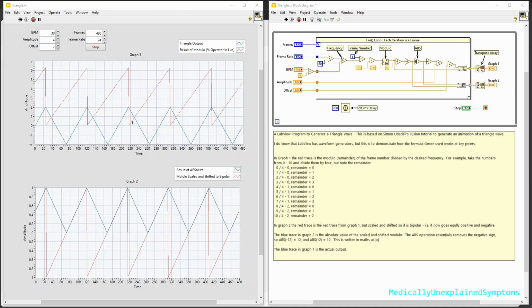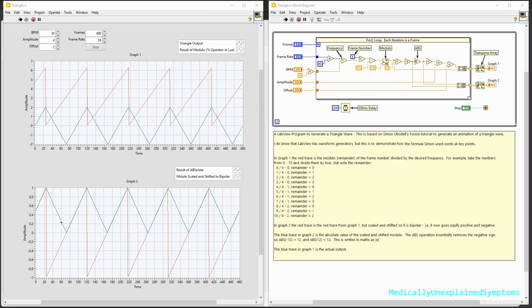So this is a ramp that goes from 0 to 6 and a bit, 0 to 6 and a bit, which repeats. The red trace in the lower graph is the same modulo, but it's been made bipolar. That is, it's going positive and negative. In this case, going equally positive and negative. So the important thing here is that it passes through 0 and is equally positive and negative.